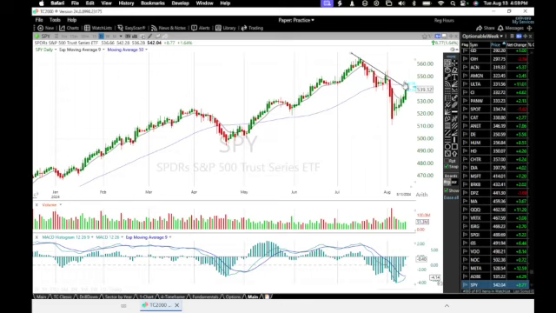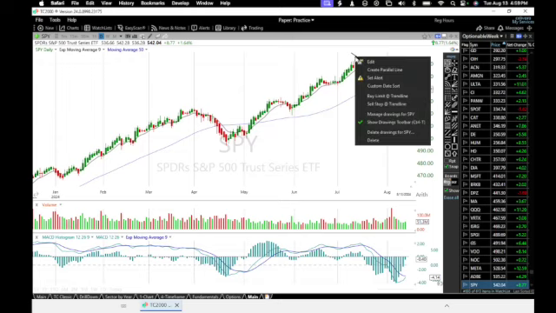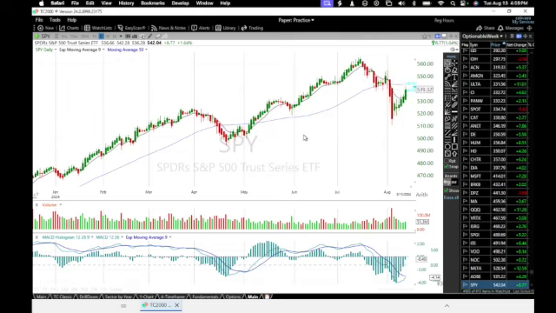So if it fails around here, then we are gonna have a confirmation of this downtrend, and once this happens, we might have a long sequence of down days until we can get out of this particular downtrend here. And the same thing can be said about QQQ.